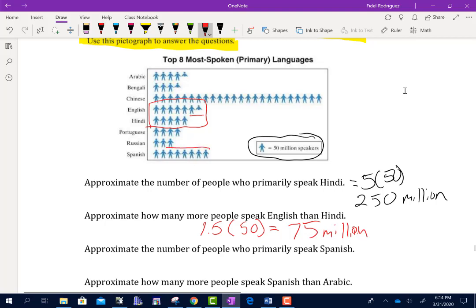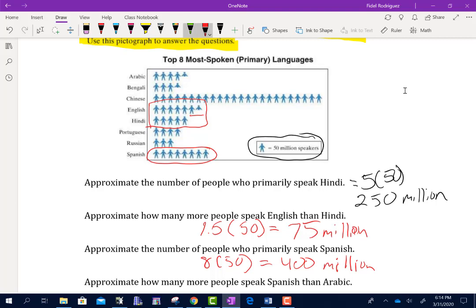Alrighty, the next question says, how many people speak Spanish? Okay, so here's my Spanish. I'm going to count the folks that speak Spanish. 1, 2, 3, 4, 5, 6, 7, 8. So we have 8 times 50 should give me 400. So that's 400 million. Okay.